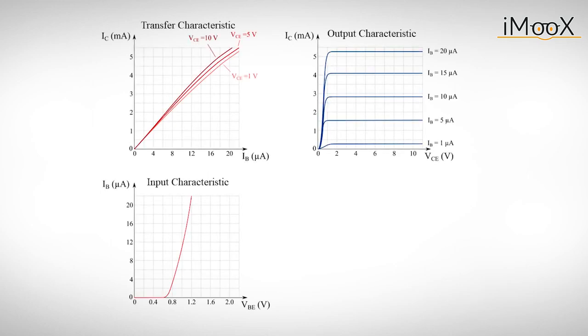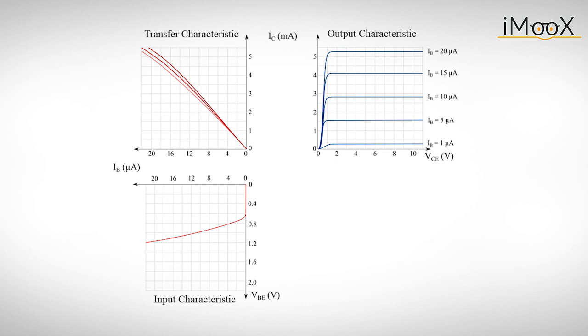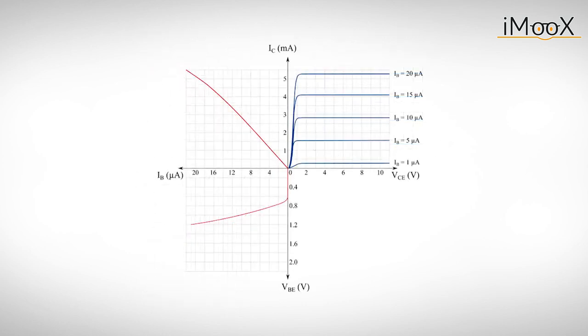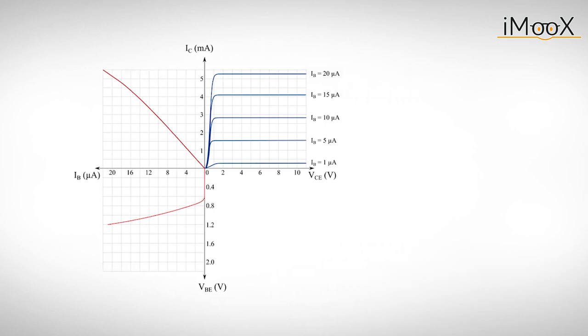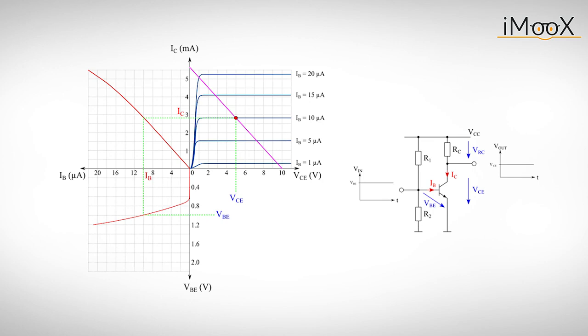Now let's look at our three characteristics from before. If we combine all three diagrams, we have found a wonderful way to describe the behavior of our common emitter amplifier. First, we have to find an operating point, also known as bias point, quiescent point, or in short, Q point.